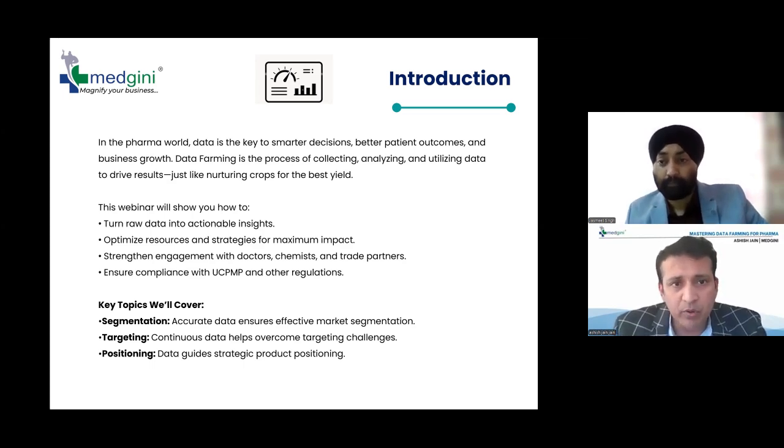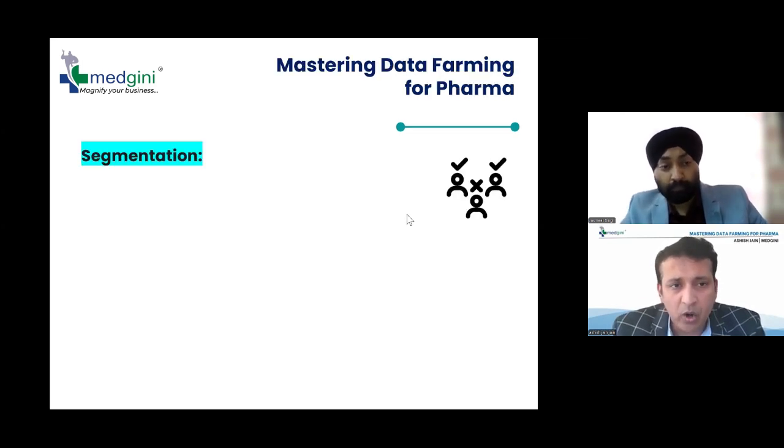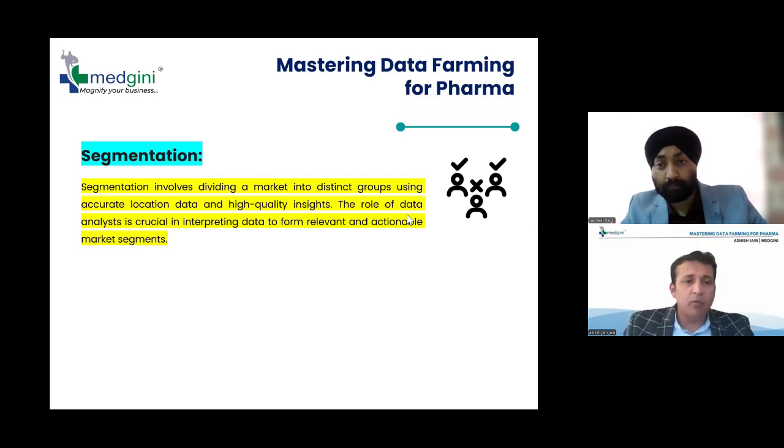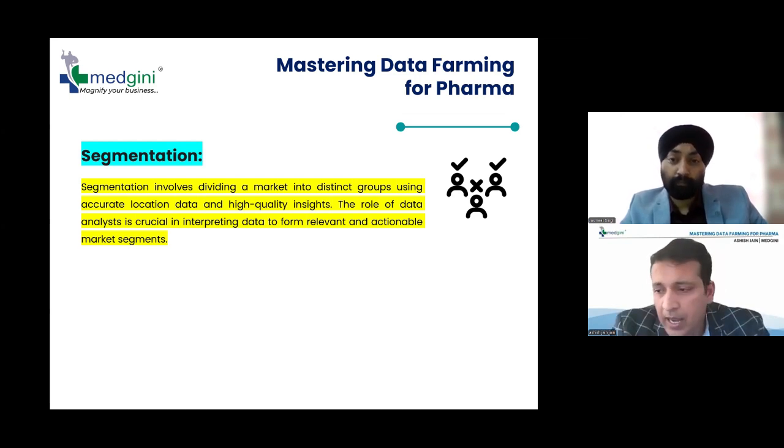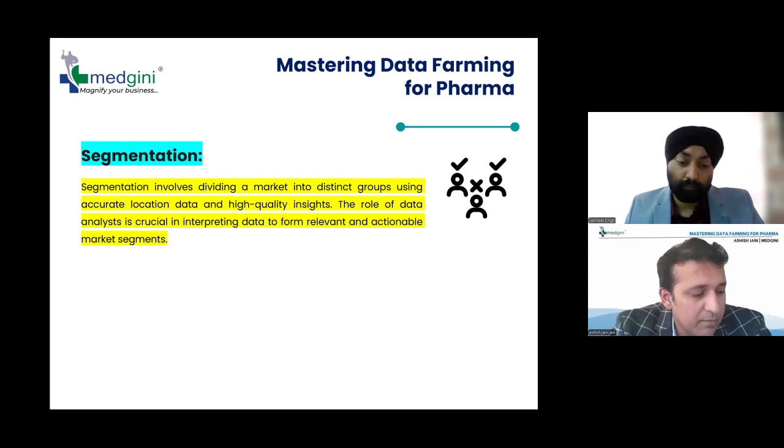With that, we would like to first talk about the segmentation aspect. On segmentation, we have evolved that it is a process of dividing the entire target market into distinct groups using accurate location data and high quality insights. It can be behaviors and it can be customer persona.